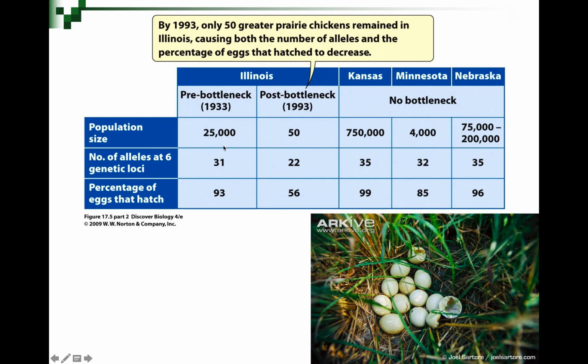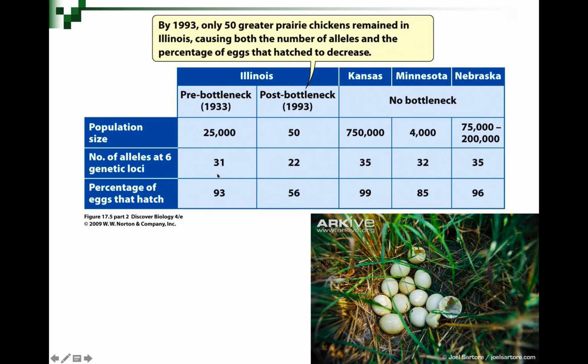So this is pre-bottleneck here, 25,000. Post-bottleneck, 50 individuals. That's right, 50 individuals. Looking at the number of alleles at 6 genetic loci, they had 31 in the original population, and in the bottleneck population, there's only 22. And you can imagine this is going to hurt the overall genetics in the group. There'll probably be a lot of inbreeding, things like that going on.